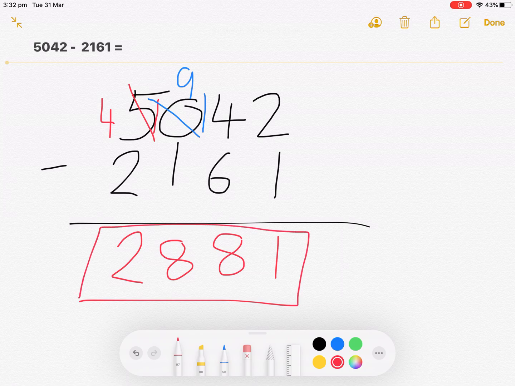Okay, lots of borrowing and regrouping and shuffling of our number had to happen there. But as long as you remember that you can only borrow from one number up. So from my tens, I could only go to my hundreds. From my hundreds, I could only go to my thousands. So I had to take my 5,000 into my hundreds first, and then I could borrow into my tens. That's what you have to do if there is a 0.